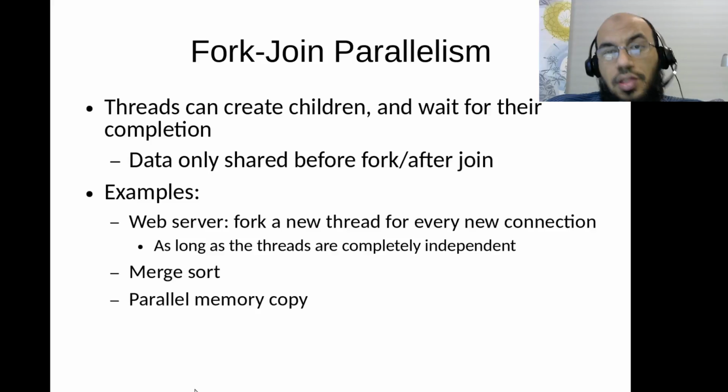So let's go back to fork and join parallelism. Threads can create children and wait for their completion, as we have seen, and the data is only shared before the fork and after the join.